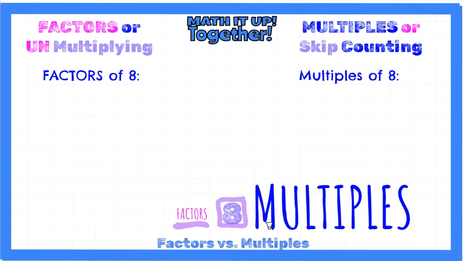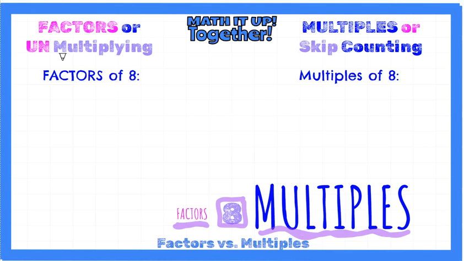And multiples are going to be numbers that are larger than 8 because we either skip count to get those bigger numbers or we use multiplication to get those bigger numbers. But multiples are larger than the number we're looking at, and factors are going to be small portions of the number we're looking at. So let's take a look at the number 8.